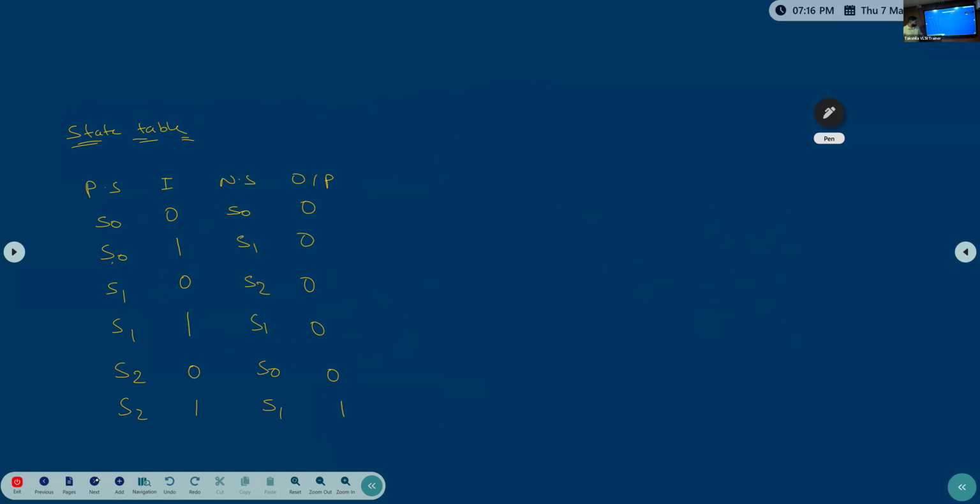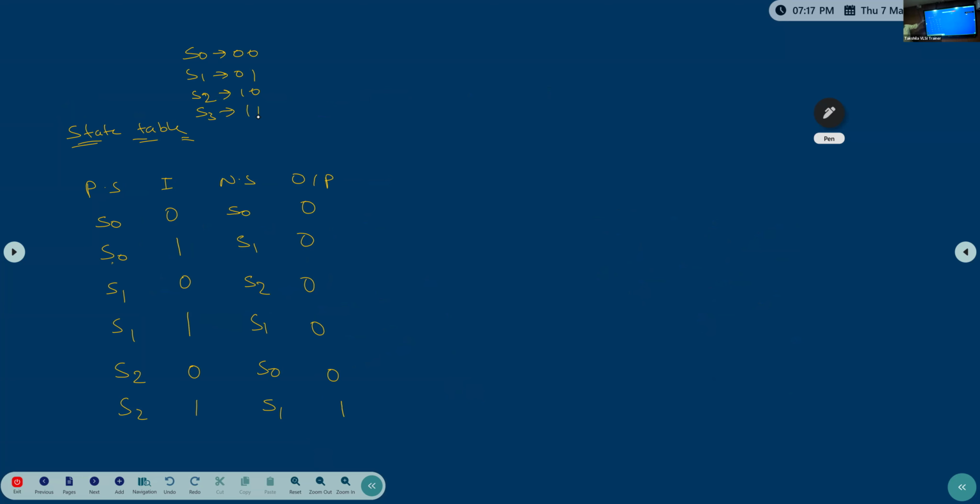So now, this is the state table with S0. Yes or no? I need to implement this in binary. So how do I completely change it into binary? S0 will be replaced with 0, 0. S1 needs to be replaced with 0, 1. S2 will be replaced with 1, 0. If S3 is there, S3 needs to be replaced with 1, 1.